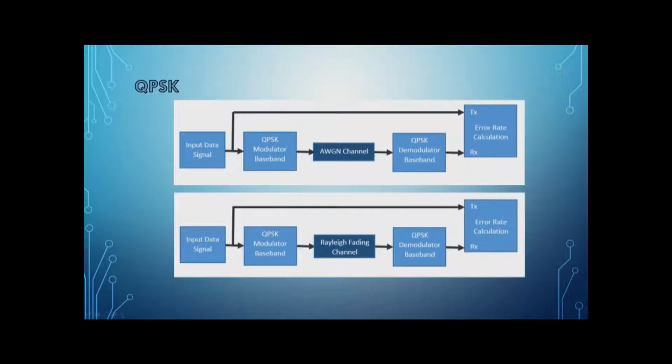For the QPSK it is also the same. First the input data, and then we will pass it through the QPSK modulator, and then through the channel, and then it will be received by the demodulator, and then it will calculate the error rate.